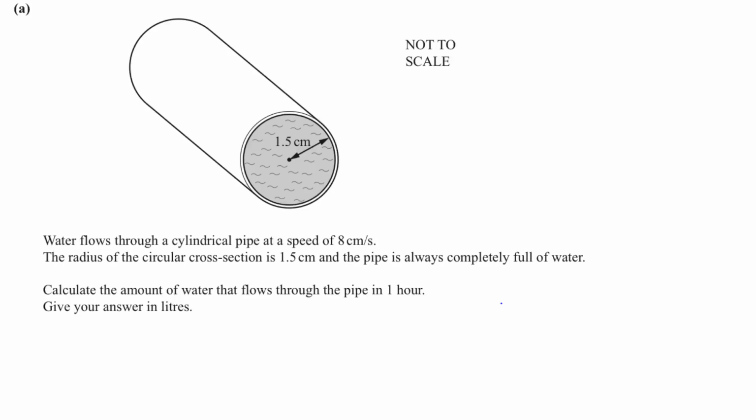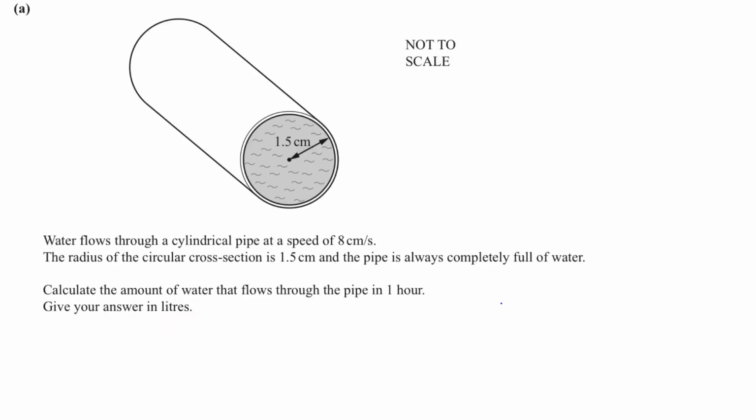In part A, we have been given a cylinder. Water flows through a cylindrical pipe at a speed of 8 centimeter per second. The radius of the circular cross-section is 1.5 centimeter and the pipe is always completely full of water. Calculate the amount of water that flows through the pipe in 1 hour. Give your answer in liters.